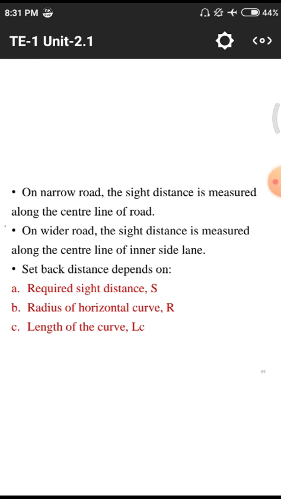Next, the setback distance mainly depends upon the required sight distance. That means the amount of sight distance required for overtaking of vehicles, which can be denoted with S. Next is the radius of the horizontal curve. If the radius is as high as possible, we have a long sight distance. That means whatever vehicle is going far, we will observe it clearly due to this long span of road. If the road is very tight, that means the horizontal curve radius is low, so we have less sight distance.